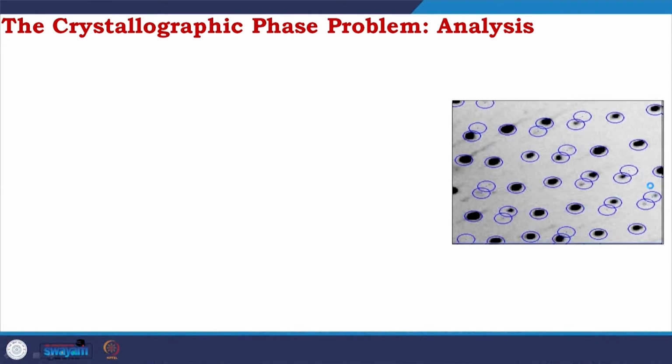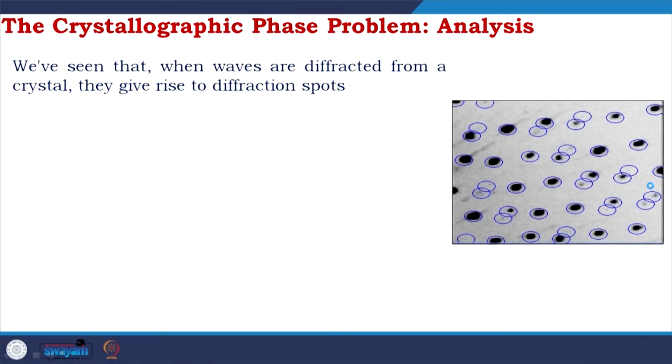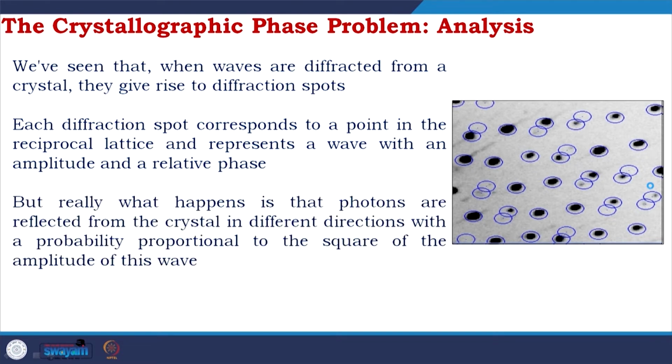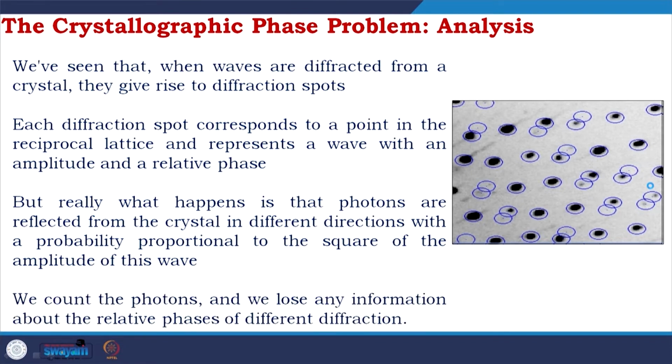Why did the phase problem technically happen? We have seen that when waves are diffracted from a crystal, they give rise to diffraction spots. Each diffraction spot corresponds to a point in the reciprocal lattice and represents a wave with an amplitude and a relative phase. But in reality, photons are reflected from the crystal in different directions with a probability proportional to the square of the amplitude of this wave. We count the photons, but we lose any information about the relative phases of different diffractions.